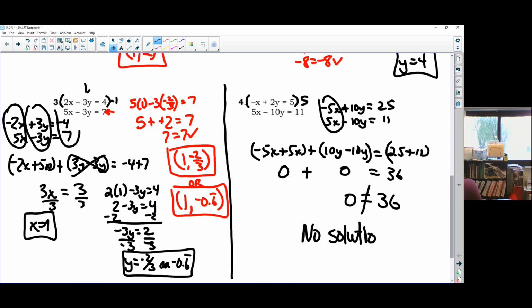When we lose our variables, and the left side doesn't equal the right side, that means no solution because these are parallel lines. There's not one point that's going to work for both equations, but they're parallel. All right, so that is the combination method.